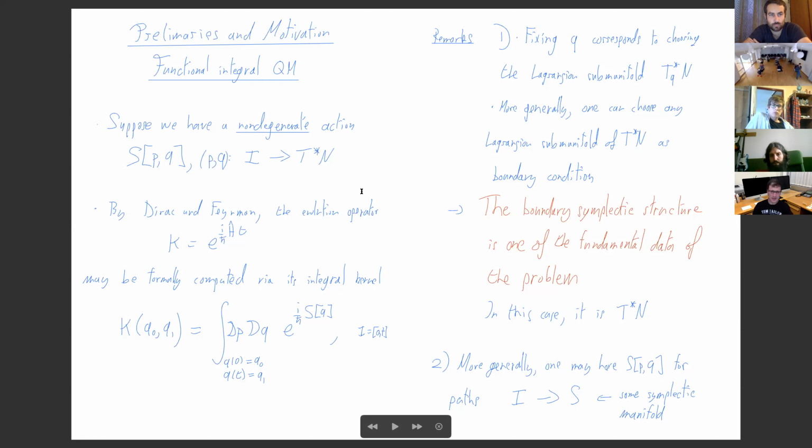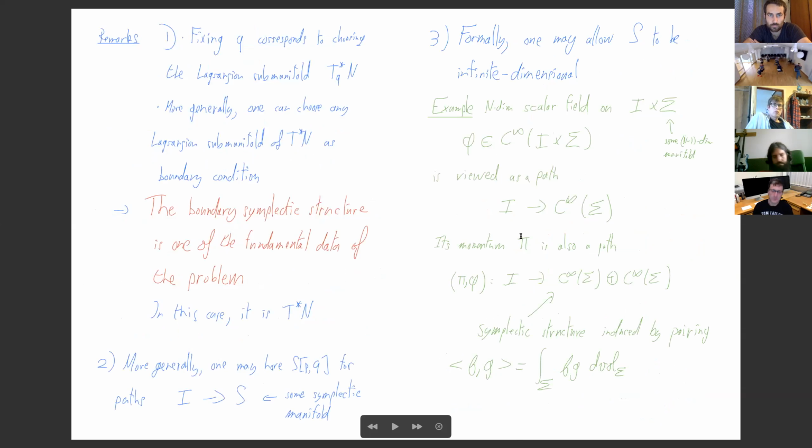And actually, more generally, you can assume the target to be some symplectic manifold, not necessarily T star N, and you should try to make sense of this. Of course, this is much harder. And typically, if you really work in perturbation theory, what you do anyway is to take some classical solution and then perturb around it, and then, well, locally, you go back to this situation anyway. Then, okay, another issue is how to globalize this result. Moreover, you may allow this S to be infinite dimensional. So this becomes a quantum field theory.